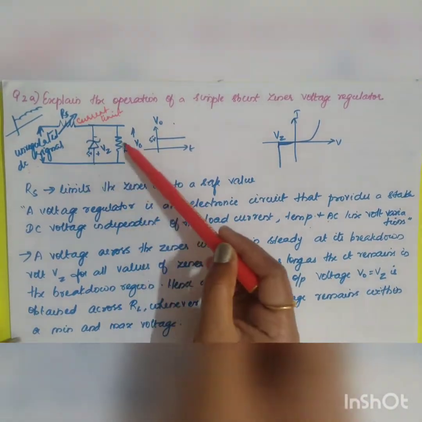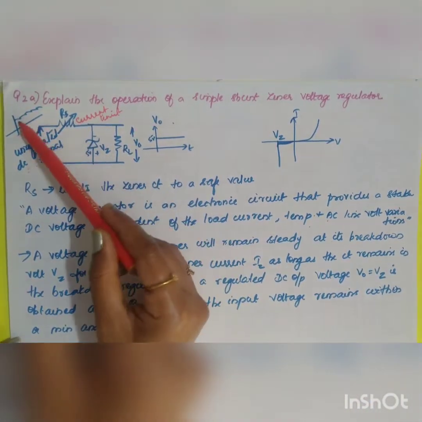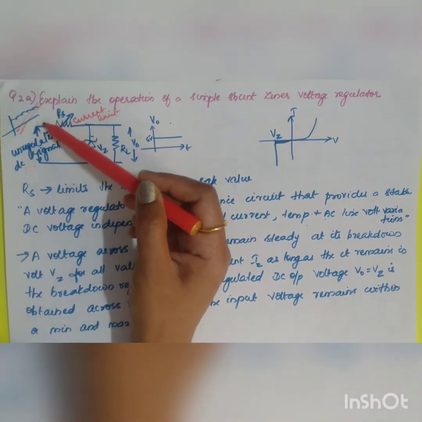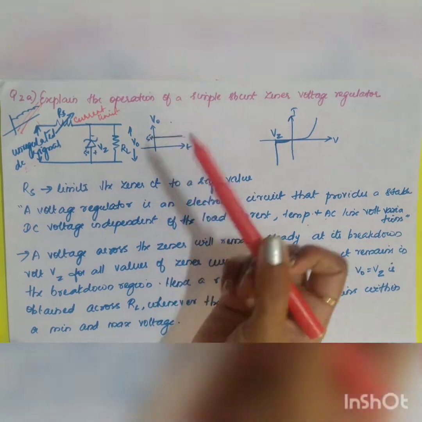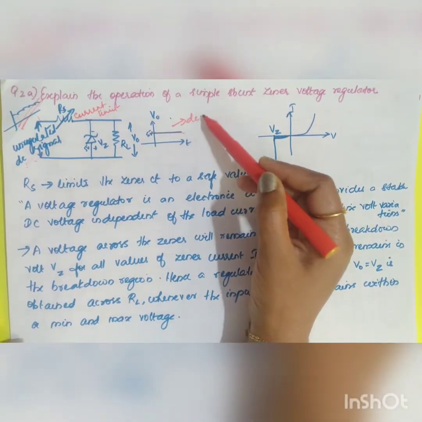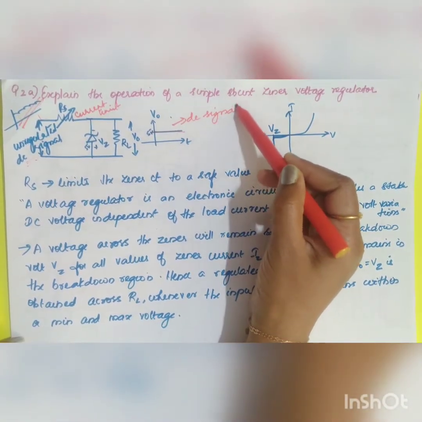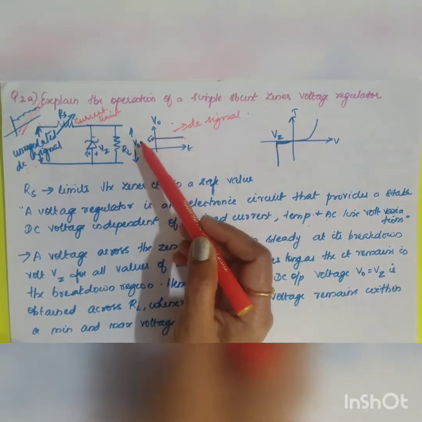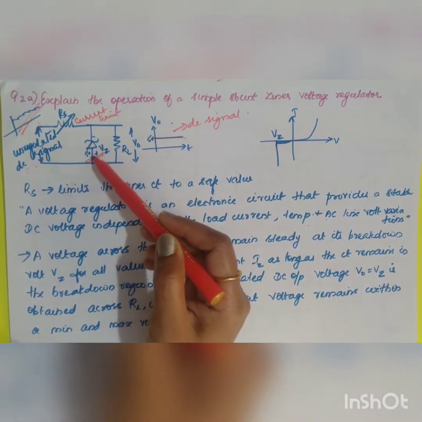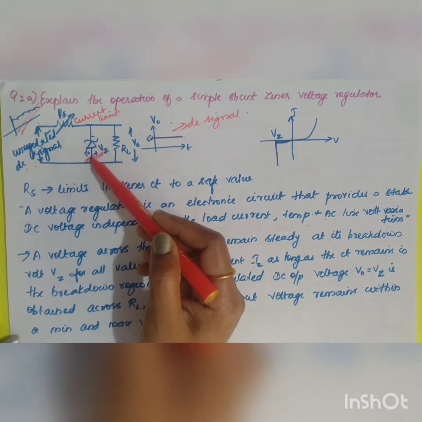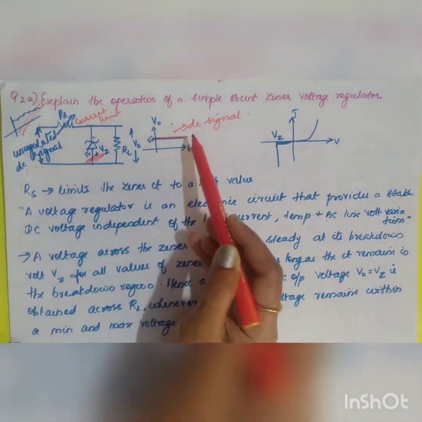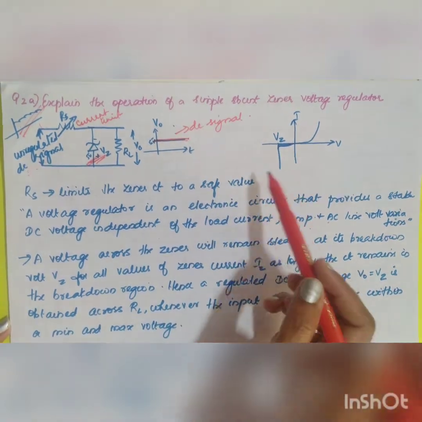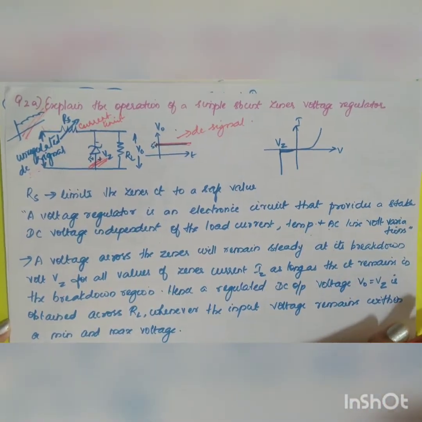So what will be your output? The unregulated DC signal, this is your sample signal, which consists of ripples, will be converted into smooth DC signal. So what will be your value in this case? For example, the specification is the Zener diode has a voltage of 5 volt. Okay, so your output will be constantly maintained at 5 volt. So this is the operation of your Zener voltage regulator.